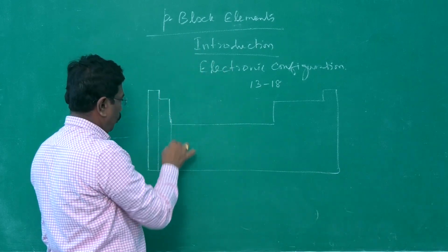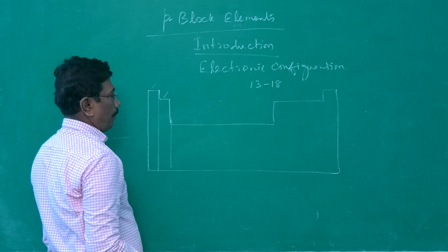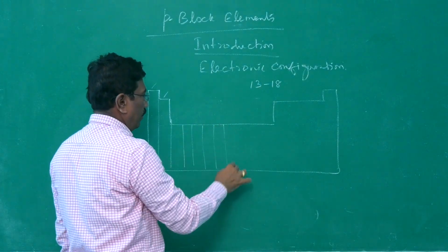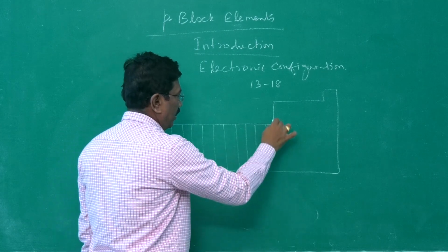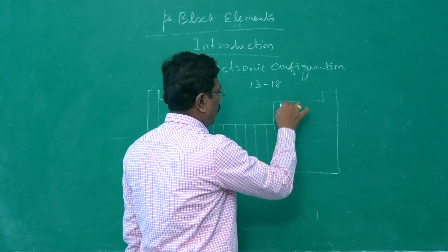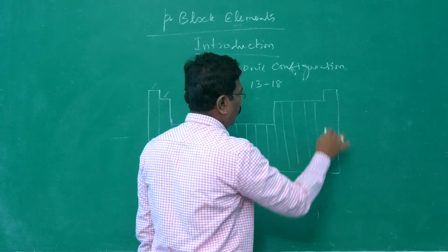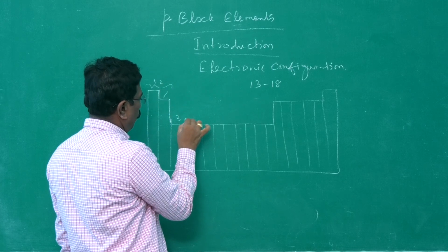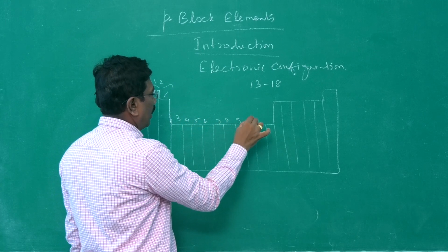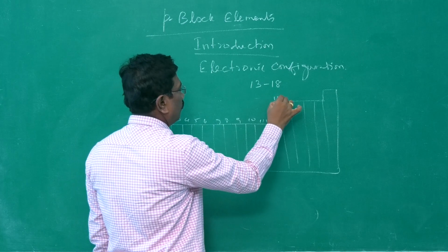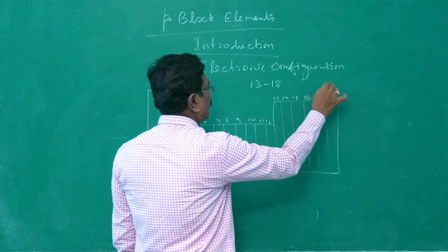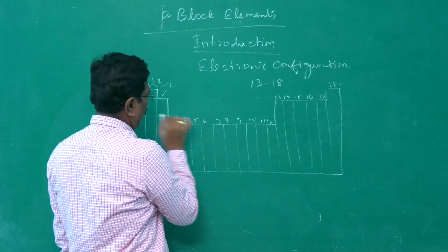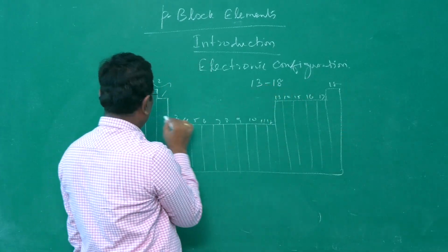First group, second group: alkali metals, alkaline earth metals. Here 10 groups, D block elements, 1, 2, 3, 4, 5, 6, 7, 8, 9 and 10. And then 6 groups, 1, 2, 3, 4, 5 and 6. After the first 2 groups, group 13, 14, 15, 16, 17 and 18, these groups of elements are referred to as P block elements.